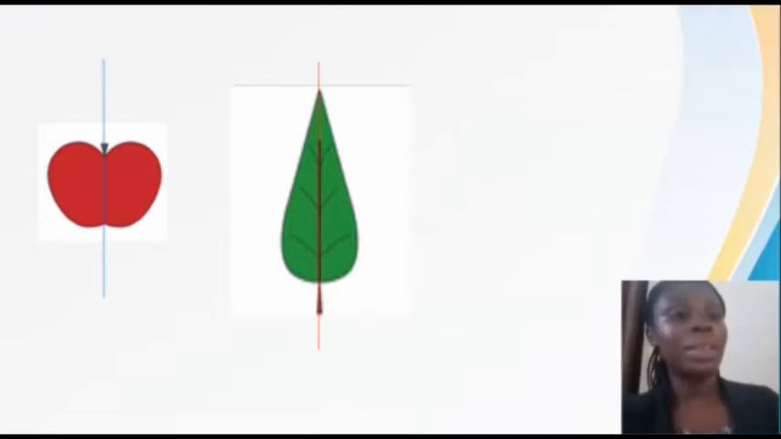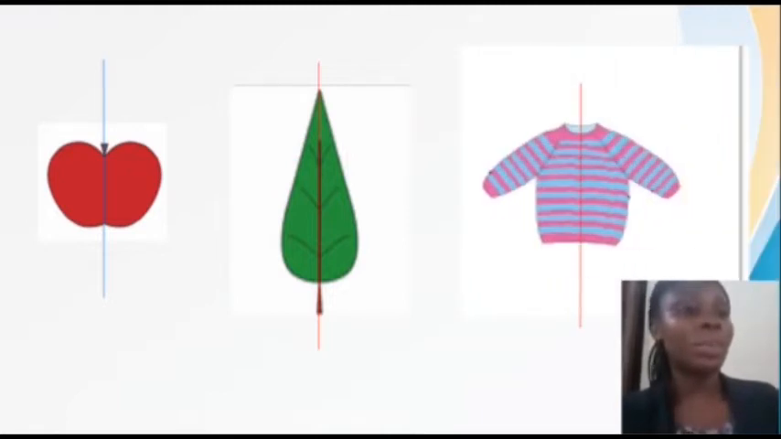This is a leaf from a plant. This particular leaf is symmetrical. We have some other leaves that are not symmetrical or that do not have lines of symmetry, but this one has a line of symmetry.